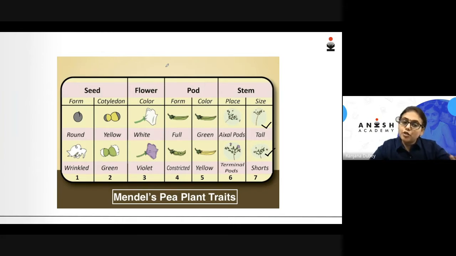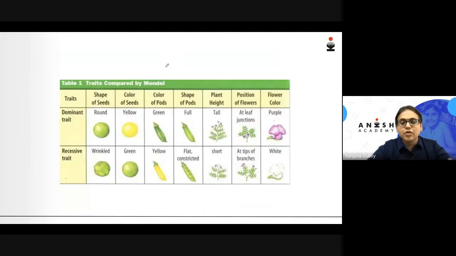The color of the flower also showed contrasting characters, like some plants had violet flowers and some had white flowers. The seed form and the cotyledon color also had contrasting variations, like the color of the cotyledon in some was green and in some was yellow, and the form of the seed in some was round and in some was wrinkled. So, Mendel was so curious and fascinated by such a diverse range of contrasting characters of the same species that he first developed the true breeding varieties, and then he wanted to know what would happen if he crossed between the two true breeding varieties.